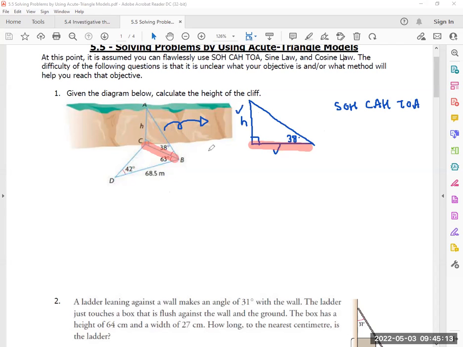So before you even get to that first triangle, you have to move to the previous and see if I could redraw this. 1, 2, 3, 42, 63 degrees, and 68.5. I'm looking for that side because if I could find that side, it automatically fills that triangle, and so I can use SOHCAHTOA.